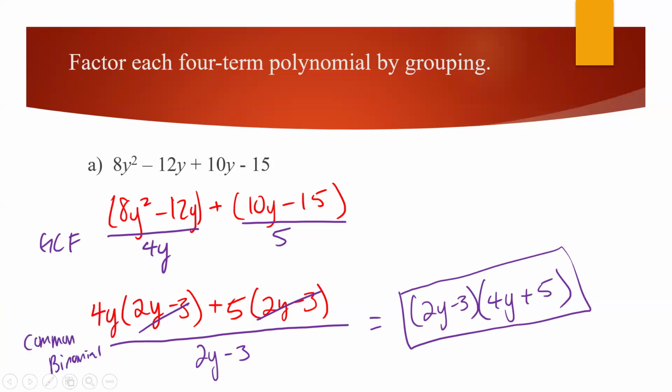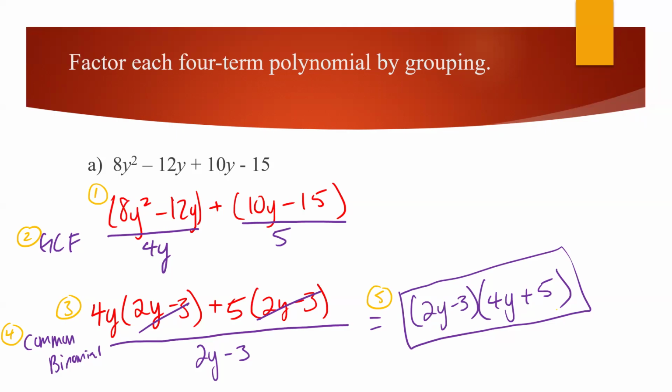How we feel? So let's go over steps. So step 1, we made our groups. Step 2, we found our GCF. Step 3, we factored out our GCF. Step 4, we found our common binomial. And then step 5, we factored out our common binomial. Okay? Does any part of those steps throw you off? Easy? All right, let's try it again.